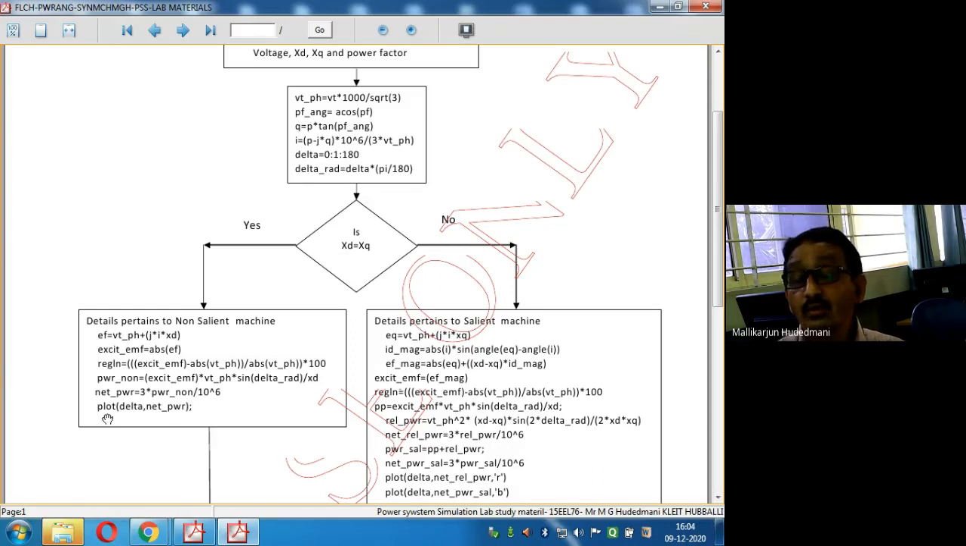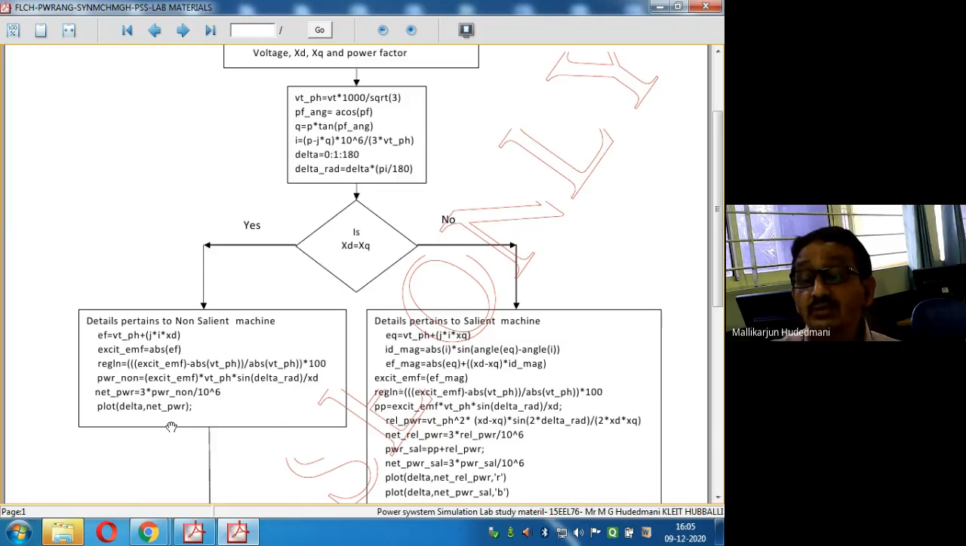And plot. This is a new keyword, the first time I am using it. You are aware of this from your control system laboratory. Plot two parameters, delta comma net power. When I plot it, I will get a curve representing power, which is net power in terms of three-phase capacity, with delta changing. When I plot it, it is going to be a sinusoidal half. The first half of the sinusoid I am going to get.